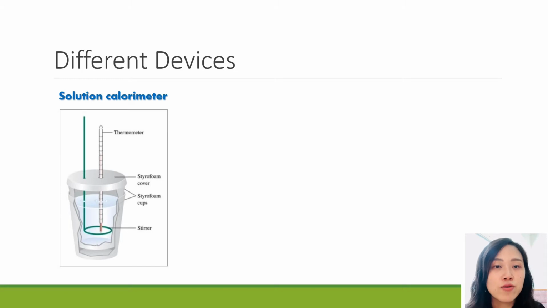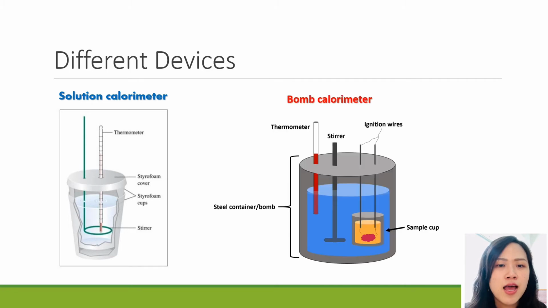In a school setting, you're most likely to encounter a solution calorimeter. It can be made with double-layered styrofoam cups and a stirrer to make sure energy is evenly distributed throughout, along with a thermometer. We can use it to measure the enthalpy of, for example, neutralization reactions, which tend to be exothermic, or a metal displacement reaction, which also takes place in a solution. For combustion reactions, the bomb calorimeter provides better insulation compared to the setup we saw before.